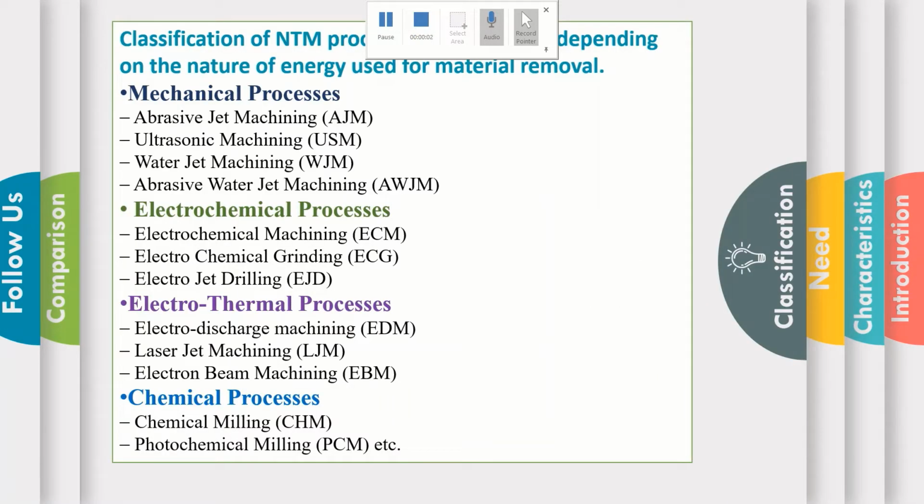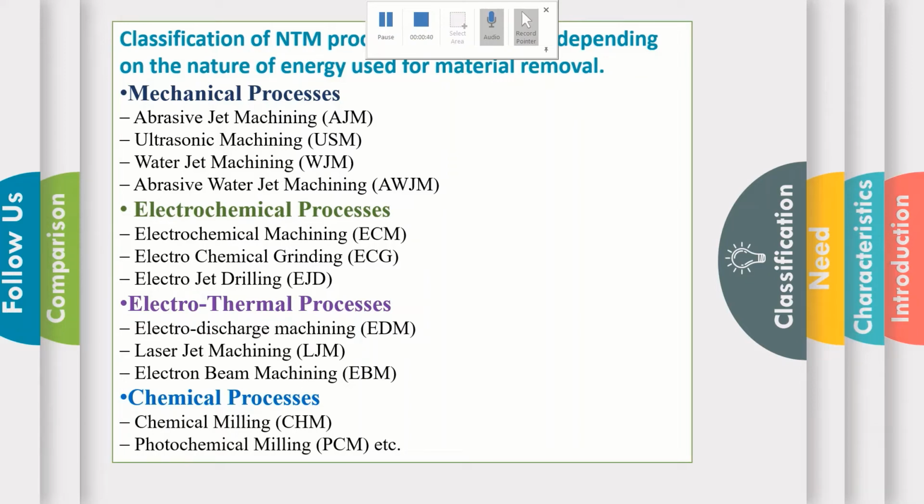Classification of non-traditional machining processes is carried out depending on the nature of energy used for material removal. The broad classification is given as follows. First is mechanical processes. Here, erosion of work material by a high velocity stream of abrasives or fluid or both is the typical form of mechanical action. Depending on this mechanical energy used for material removal, there are four types of these NTM processes.